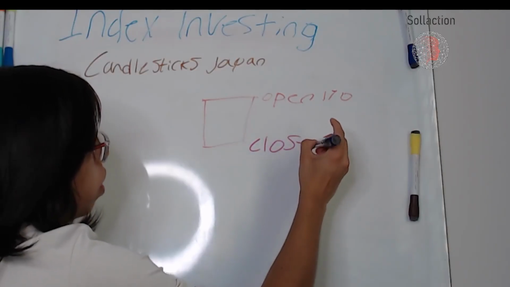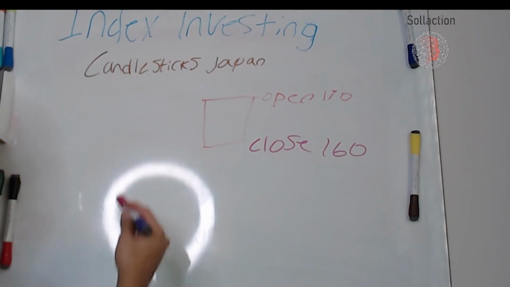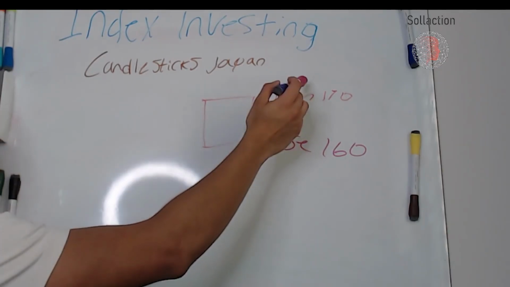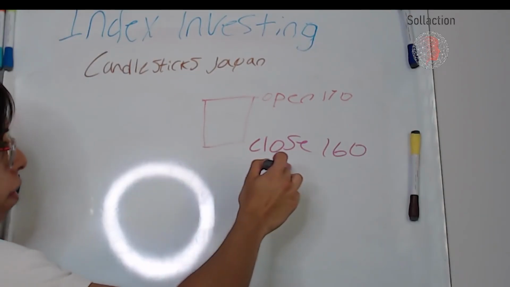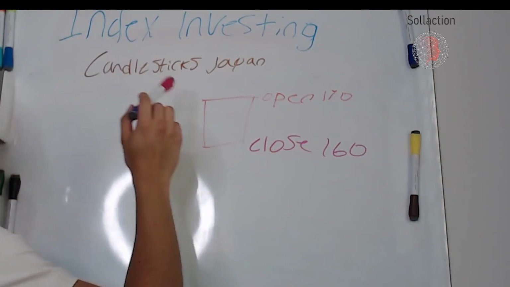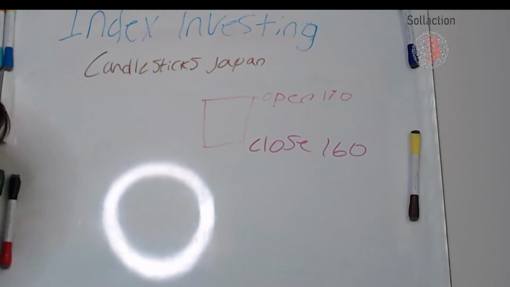Let's say that it closed at 160. Right, so it's the opposite. You see, it's like the opposite. It opened at 170, but because the price went down, it managed to close at 4 p.m. at $160. This is going to be a red candle because that represents that the price went down, a bearish candle. Now you have the tails.